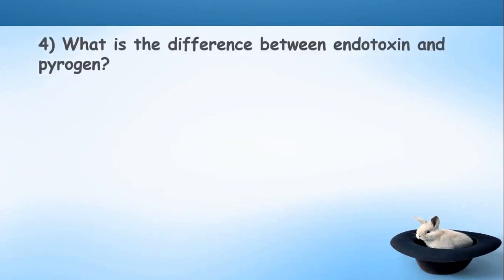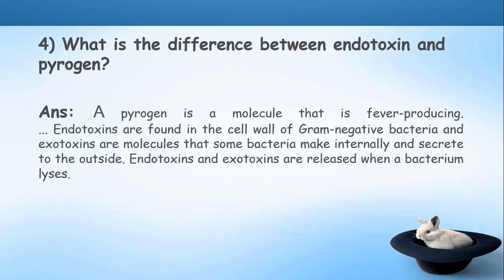Next question, what is the difference between endotoxin and pyrogen? A pyrogen is a molecule that is fever producing, and endotoxins are found in the cell wall of gram-negative bacteria. Exotoxins are molecules that some bacteria make internally and secrete outside. Endotoxins and exotoxins are released when a bacterium lyses.